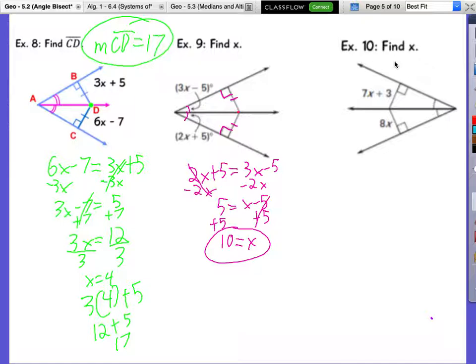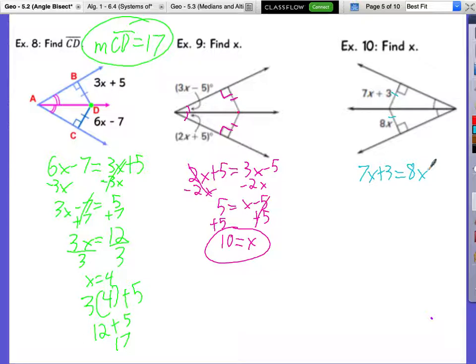Okay. So on 10, we know the angle is bisected, correct? Correct. This is all dealing with angle bisectors. We know the angle is bisected, so we know that this point must be equidistant from these two sides along the perpendicular. So what do we know about these two segments? They're congruent, so they equal each other. 7x plus 3 is equal to 8x.